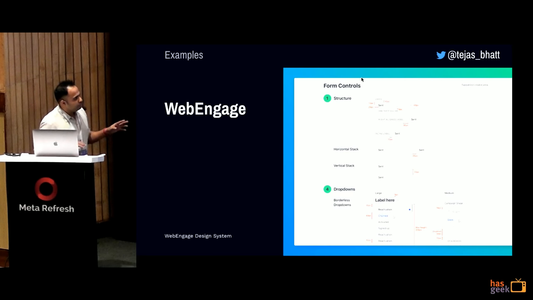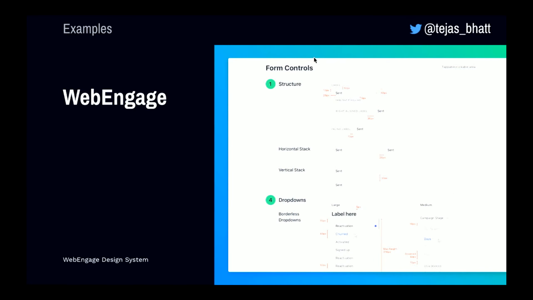Here's an example of one of the design systems I have made for a company called WebEngage. It's just to show you the kind of, depending on different context, what you can actually make part of your system and deliverables.